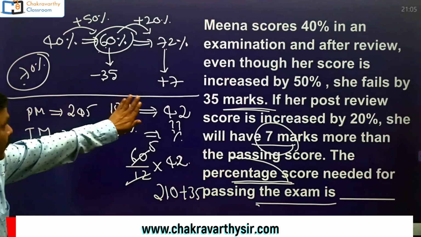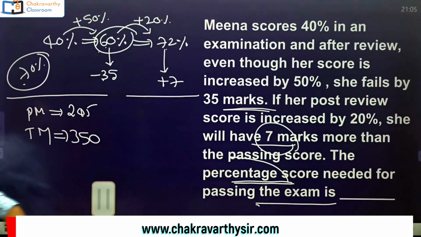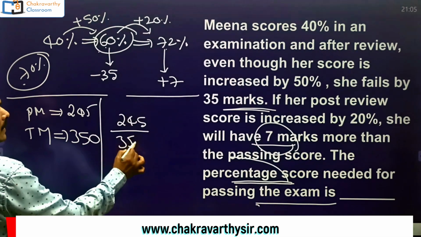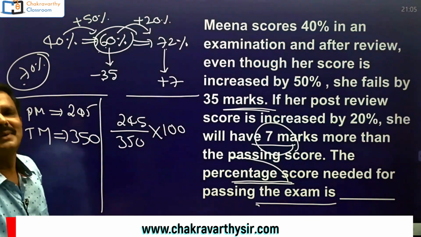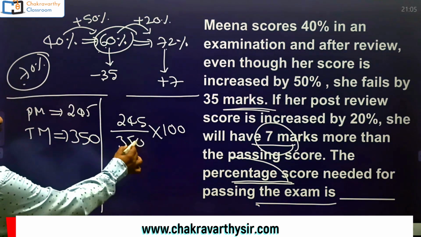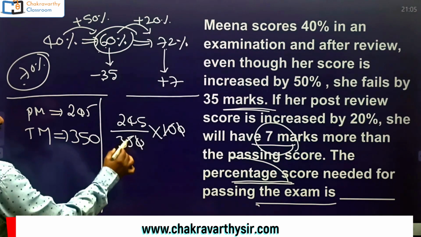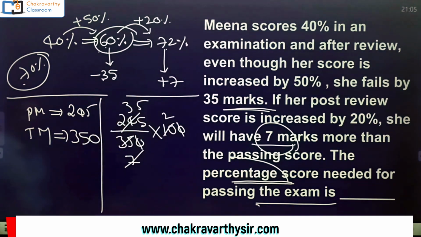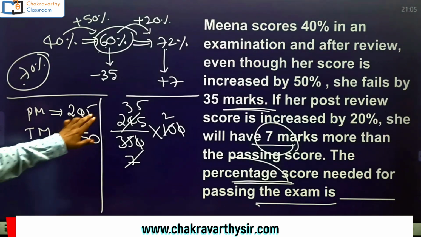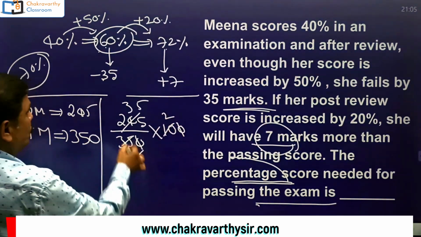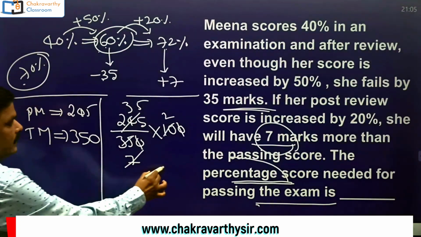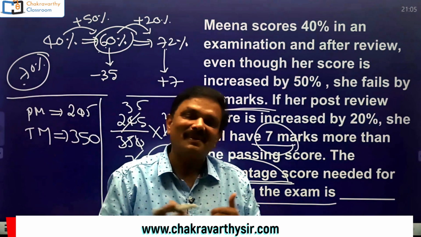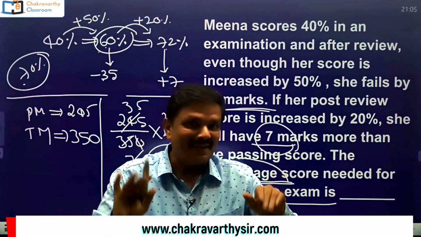Now clearly I got the pass mark, I got the total marks. Finding out the pass percentage is 245 by 350 into 100. You'll get 70%. Go for the simplification here. This is 5 sevens, 5 twos, 7 threes and 7 fives. 35 into 2, the 1 0 and 1 0 cancel. So 35 into 2, that is 70%. I got the answer. How simple is this one?